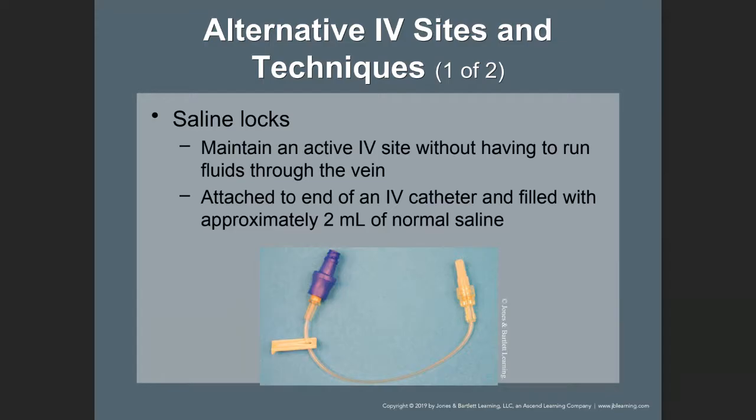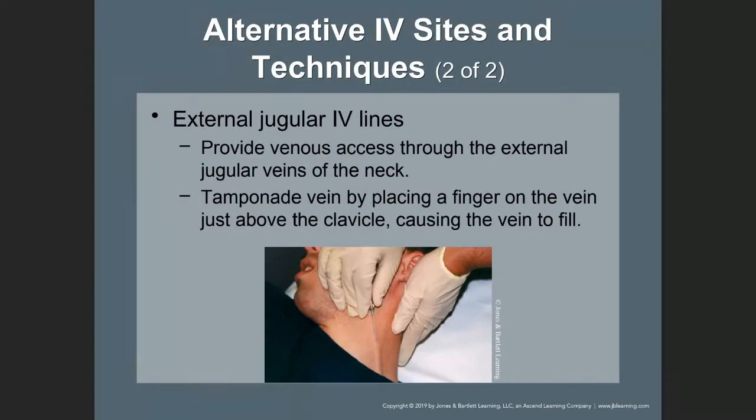And up to 10 mils of saline solution is acceptable. For certain medication, you may be required to give more than just 10 mils to flush. You will be guided by protocols. External jugular IV lines provide venous access through the external jugular veins of the neck. Tamponade vein by placing a finger on the vein just above the clavicle, causing the vein to fill.